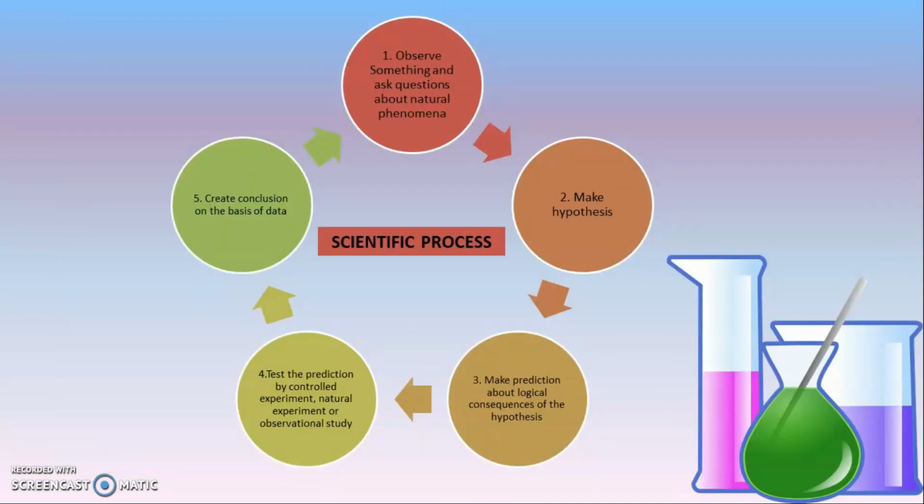Next is the scientific process. Okay, there are 5 steps. First, we observe something and ask questions about natural phenomena. Second, after we already observe, we choose to observe using qualitative observation or quantitative observation, and then we can make hypotheses. After making hypotheses, we make predictions about logical consequences of the hypothesis, and then we test the prediction by controlled experiments, natural experiments, or observational studies. And the last step is we create a conclusion on the basis of data.